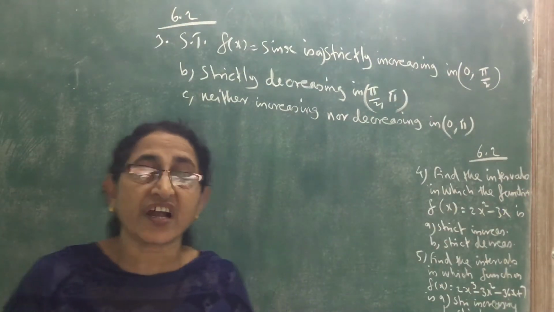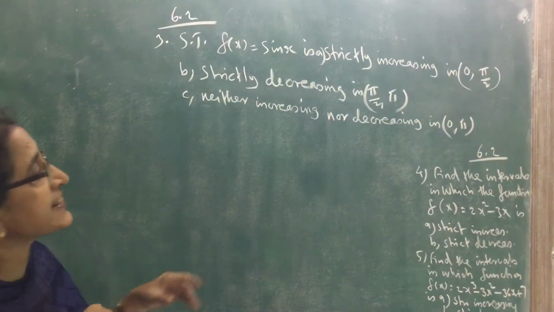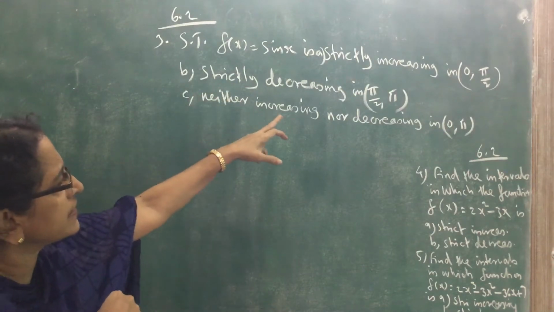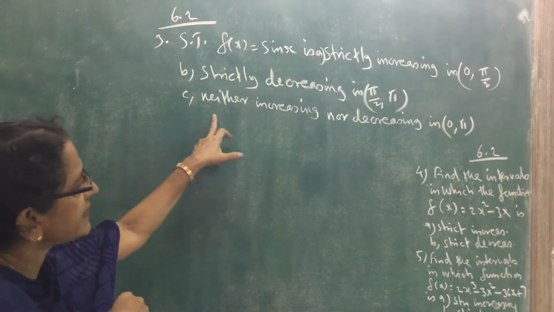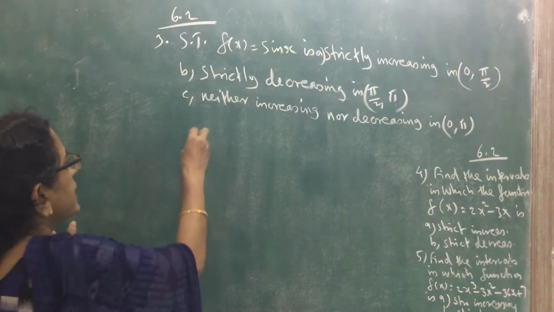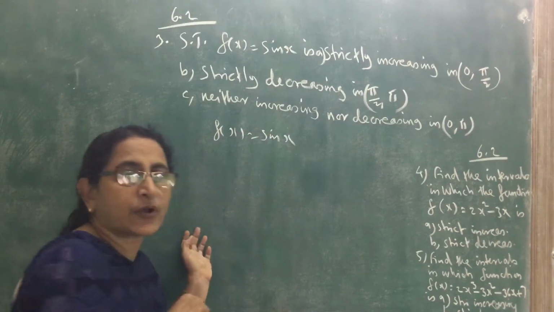Exercise 6.2, third one. Show that the function f of x equal to sin x is strictly increasing in (0, pi by 2) and strictly decreasing in (pi by 2, pi), and neither increasing nor decreasing in (0, pi). So the function is f of x equal to sin x.